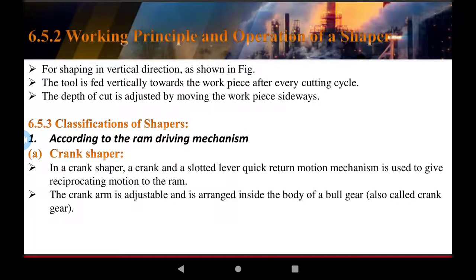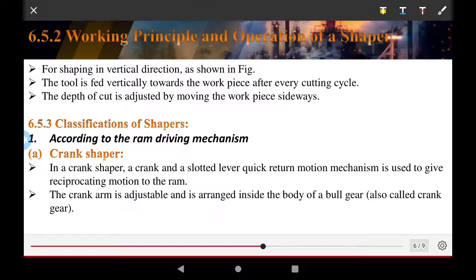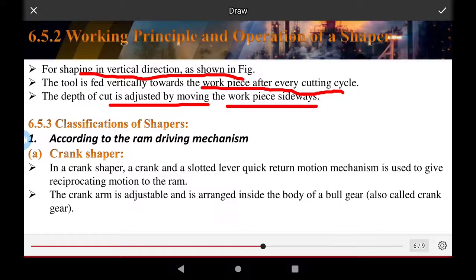Working principle and operation of the shaper machine continue. In the vertical direction, the tool is fed vertically toward the workpiece after the cutting is complete, setting the depth of cut and adjusting by moving forward.